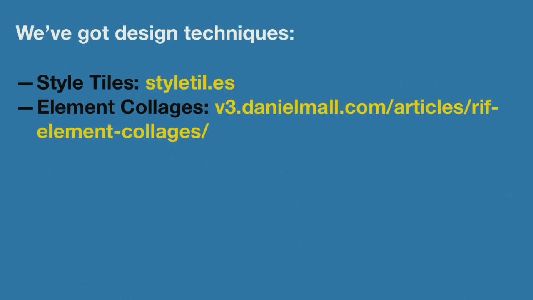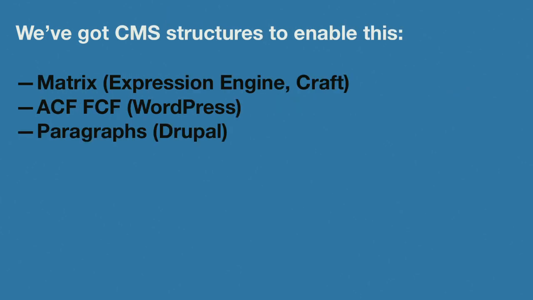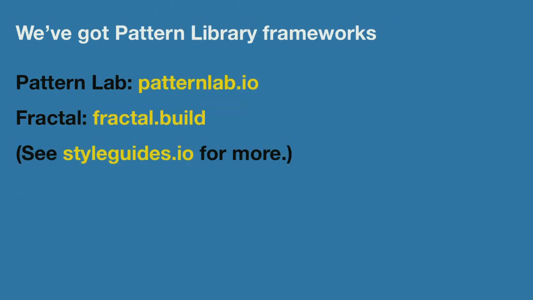And there's lots of stuff out there that can support this from the very beginning and genesis of an idea all the way through to execution. You've got style tiles and element collages for design focused tools. We've got CMS structures to do this. So Expression Engine and Craft CMS have matrix. WordPress has advanced custom fields, flexible content field, or ACF SCF, which sounds like a football club. And paragraphs in Drupal. There's lots of other things in Drupal, but for the purposes of this talk, I'll mostly focus on paragraphs. And we've got pattern library frameworks.